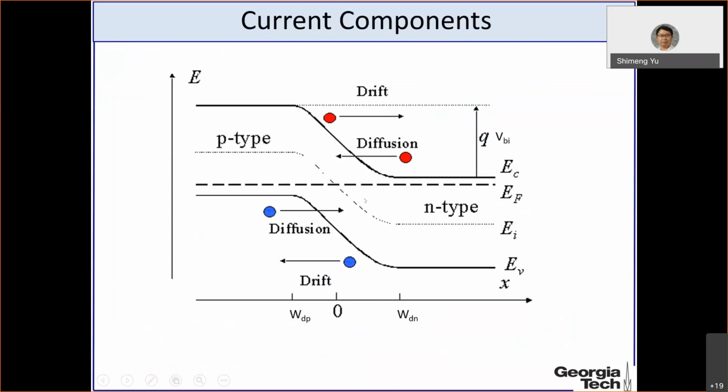All right. So then let's look at the current components in the PN junction. So here we have 4 components. We have electrons and holes, and electrons will have the diffusion and the drift. Hole will have diffusion and drift. But at equilibrium state, those 4 components should cancel each other. So the net current should be 0.